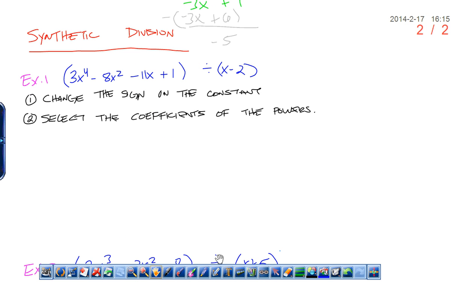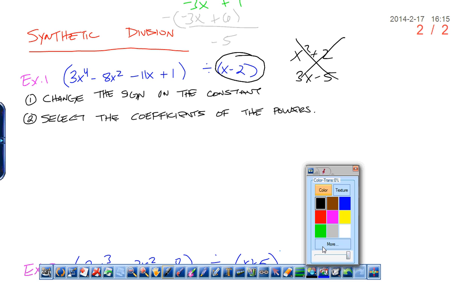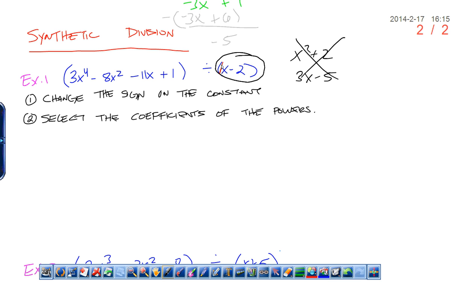Now, synthetic division only works if we have something like this, x minus 2. If you have something like x squared plus 2 or 3x minus 5 or any of that, it does not work. So only if you have a coefficient of 1 and then plus or minus 1 number. Okay. First thing, we change the sign of the constant. So here instead of negative 2, it's positive 2. So we put 2 up here. Then we take the coefficients. So we got 3. Now this is the same problem, so we need a 0 for that x cubed term. And then minus 8, minus 11, positive 1.